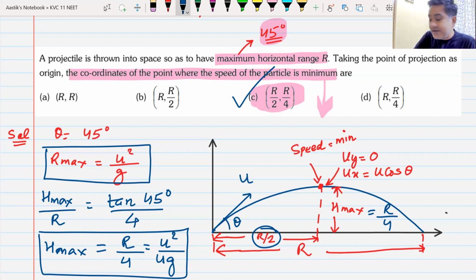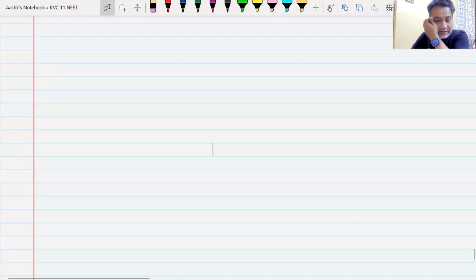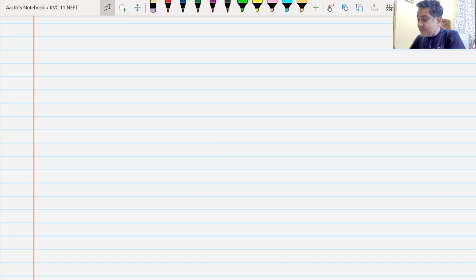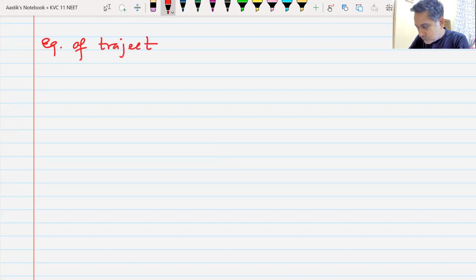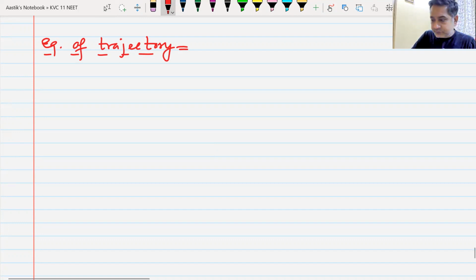Now let us move ahead and we will solve more problems, but let us do one more thing that we have to do, that is known as equation of trajectory. What do you mean by equation of trajectory, my dear friends? Anyone having any idea about this? What do I mean by equation of trajectory?